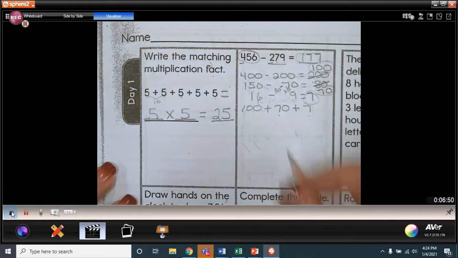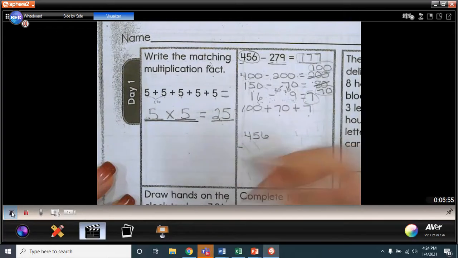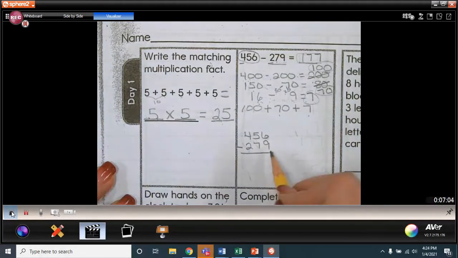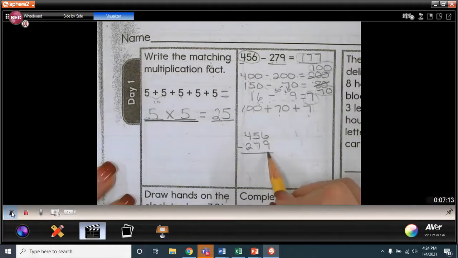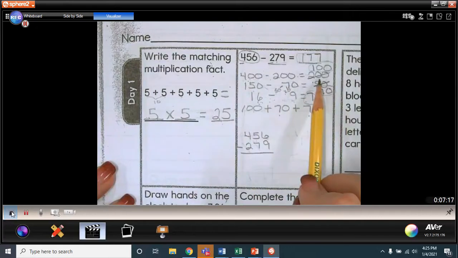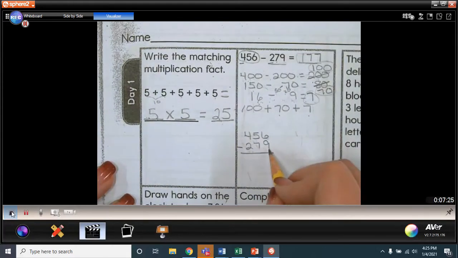Now, if I were going to do this as an algorithm, and that means I'm lining up my place values based on their value of ones, tens, and hundreds, I can see, since I have to regroup with subtraction, I know that I'm going to need to start in my ones place. Now, the reason that we started in our hundreds place before is because I can regroup there. It's not as easy to regroup when you're using the algorithm as a strategy. So we start in the ones place when we're using the algorithm.